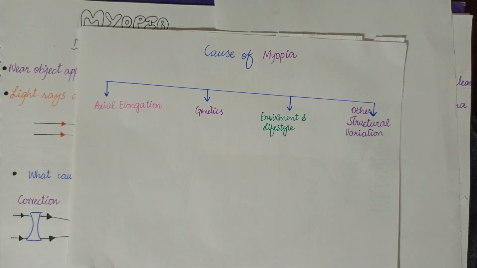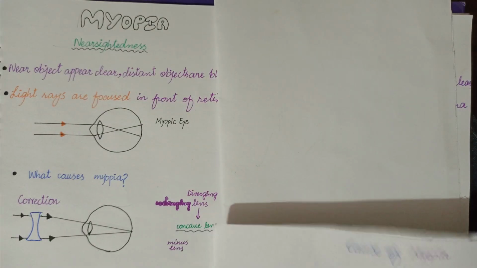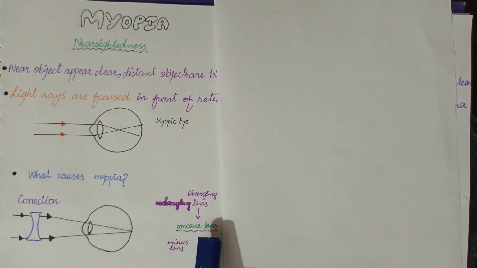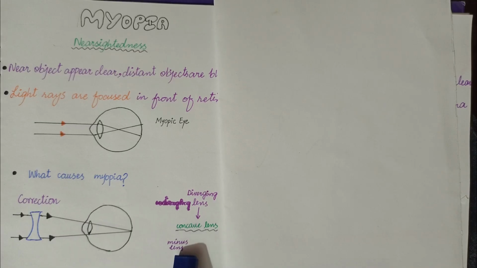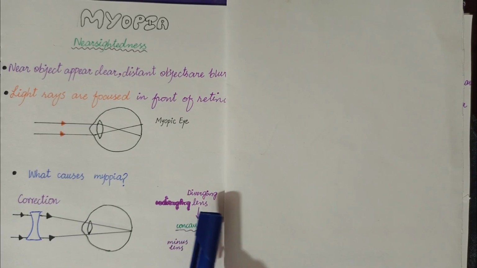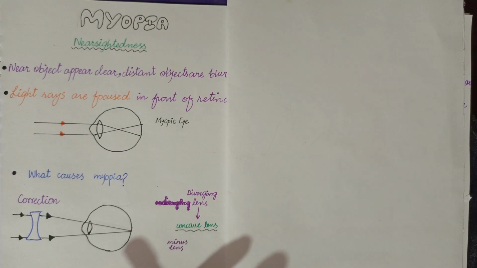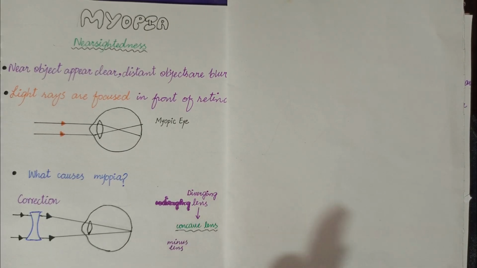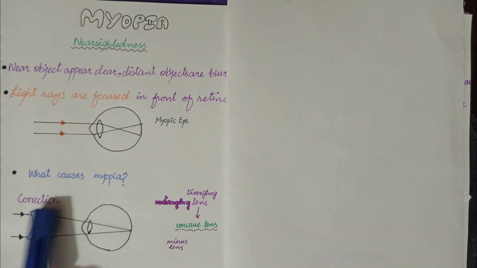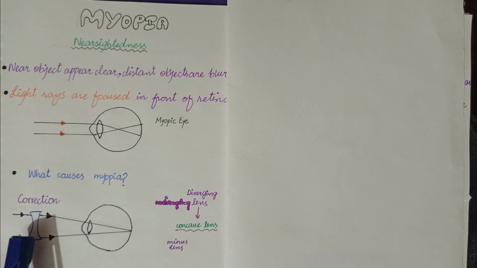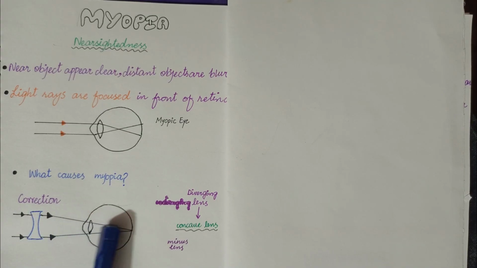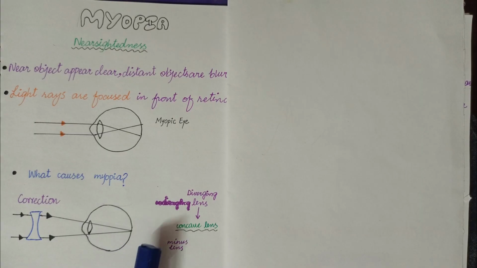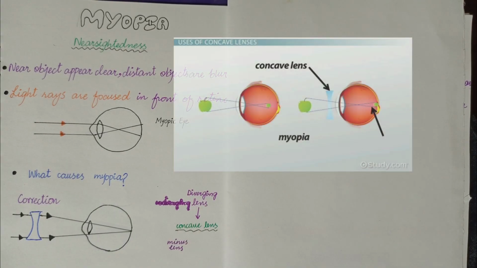Let's see how we can correct myopia. For the correction of myopia, we use a concave lens. Concave lenses are known as minus lenses. These lenses are diverging lenses. It means the concave lens will diverge the rays of light and make the light perfectly focused on the retina. Here you can see this lens is a concave lens. It is thinner in the middle and thicker at the edges, and it has diverged light, and now light is perfectly focused on the retina. That's how we correct myopia. Myopic patients use glasses with concave lenses.